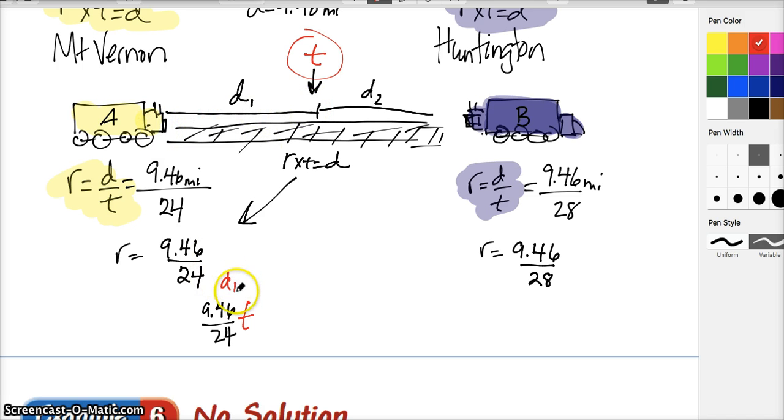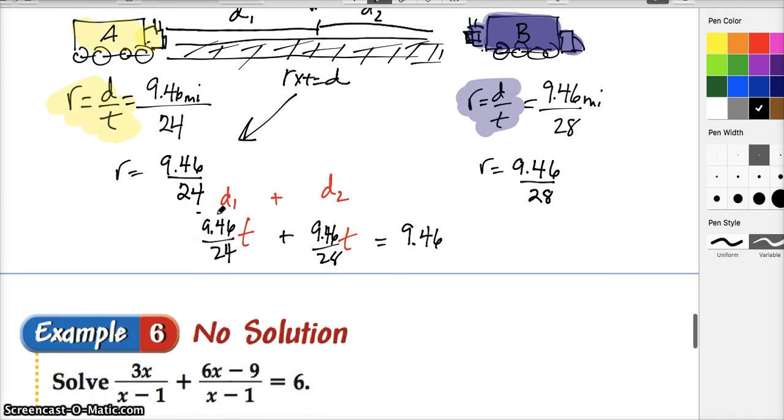That's my D1. I'm going to add to that my D2, which is going to be, again, 9.46 over 28 times T. That's the special time we're concerned about. So that's distance 2. What did we just say distance 1 plus distance 2 is going to equal? The entire distance, right? So when I add those up, it's going to be the entire distance, 9.46. And so now this is where I get my equation, and this is what we have to work on solving.